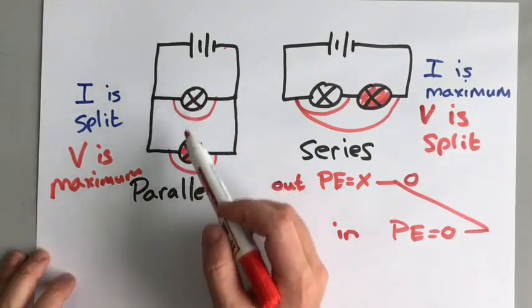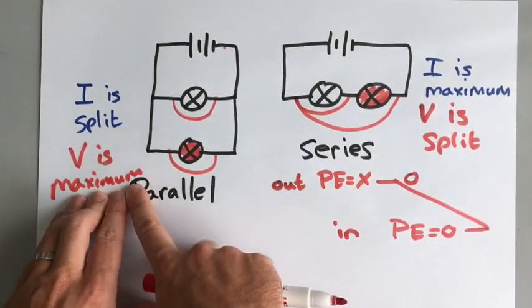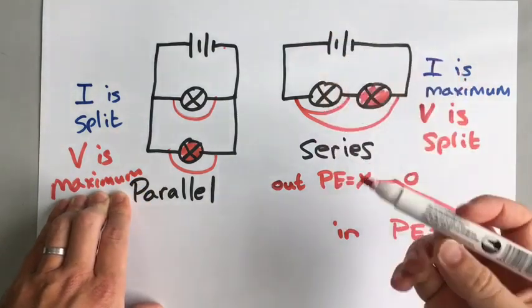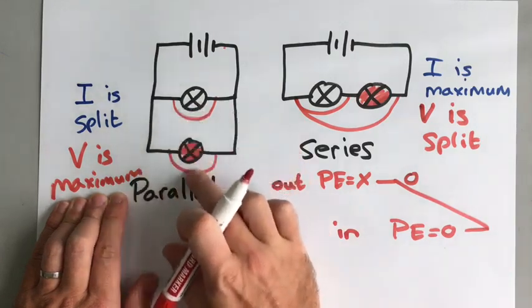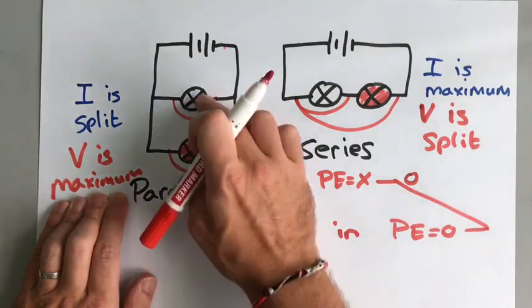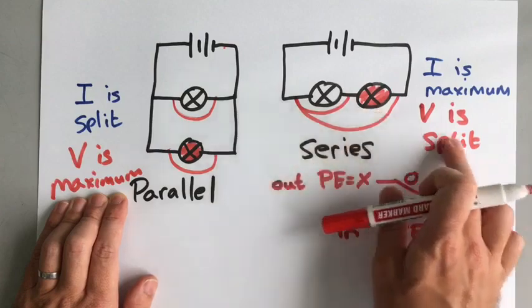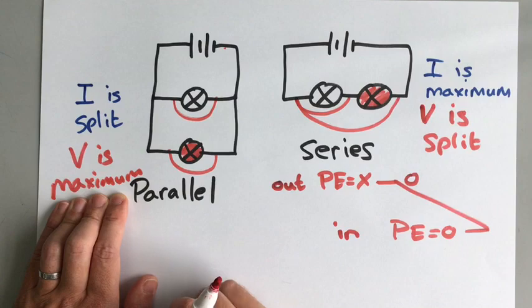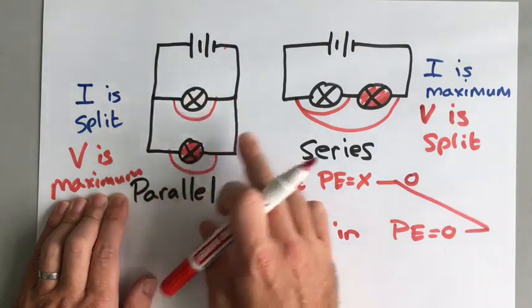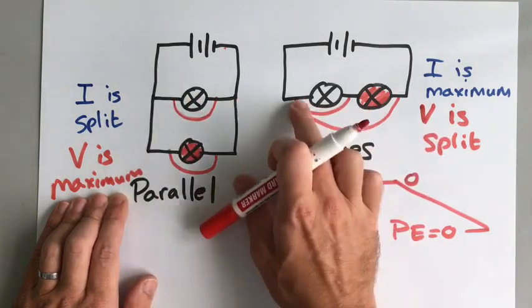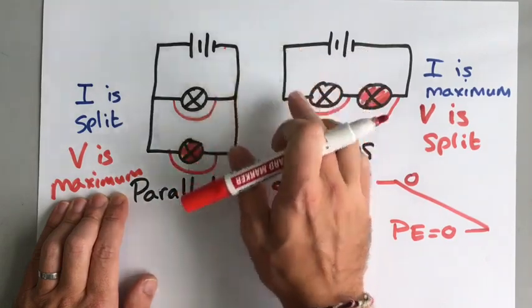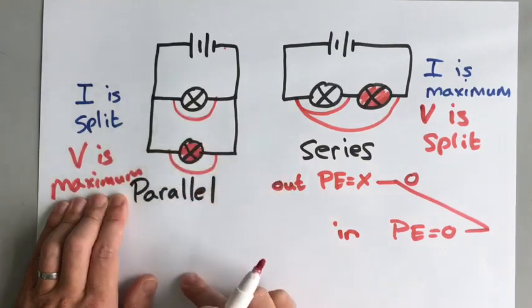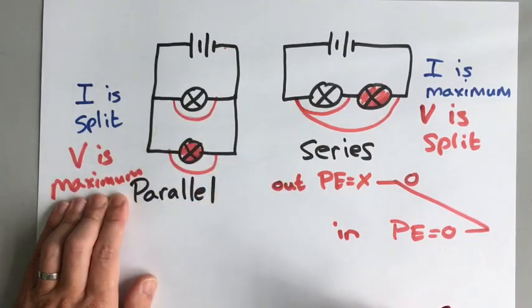Now, if we go back to our bulbs example, you can see that the voltage, which remember is the energy of the electrons, the amount of energy that we're giving to them, is at maximum for each of these bulbs. So these bulbs will be brighter than these bulbs, because these have to share that energy, but these have a maximum amount of energy. So these bulbs will be brighter and these bulbs will be less bright, and if you add more bulbs to the series circuit, they will get less and less bright. But if you add more bulbs to the parallel circuit, they will all stay at maximum brightness.